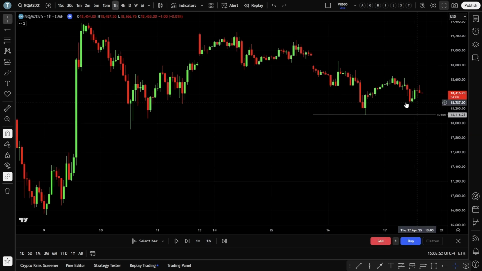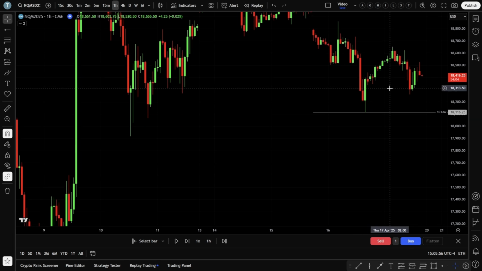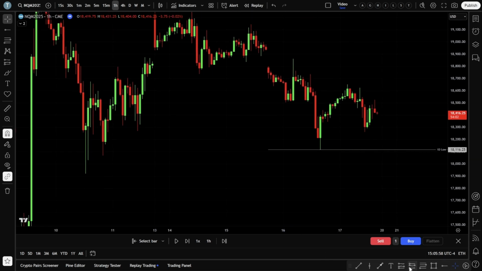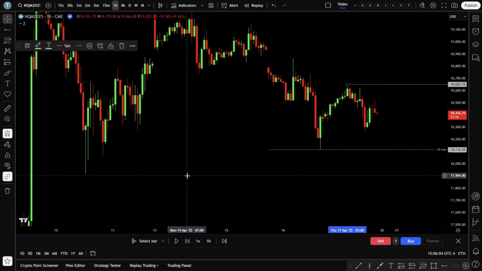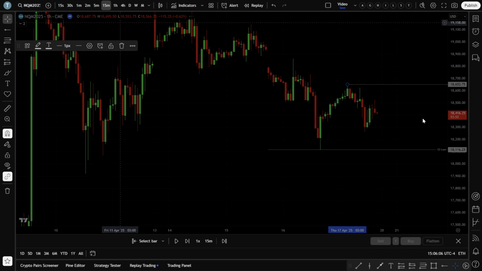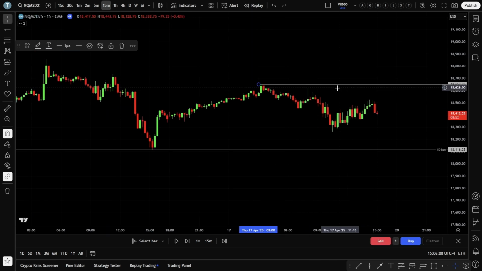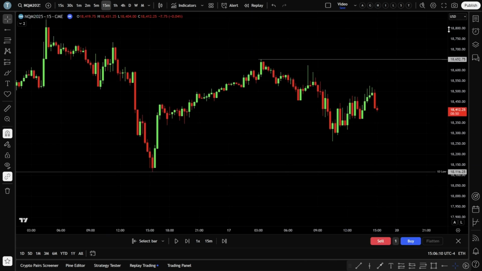And if we look at the hourly chart, we have some highs that we want to be aware of. Relative equal highs. And if we look at a 15-minute chart, we still have those relative equal highs there.